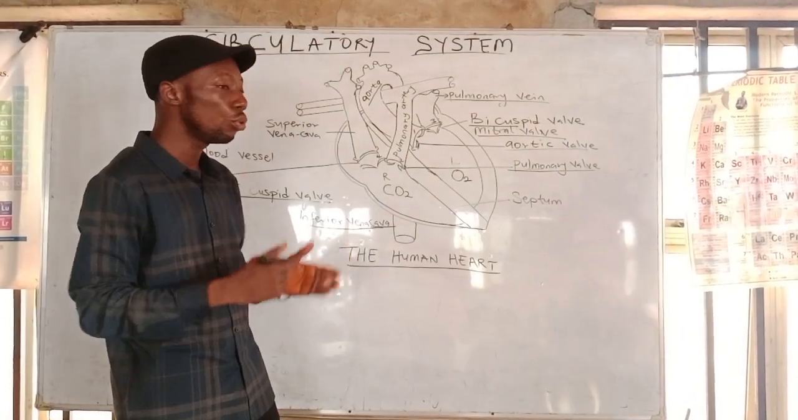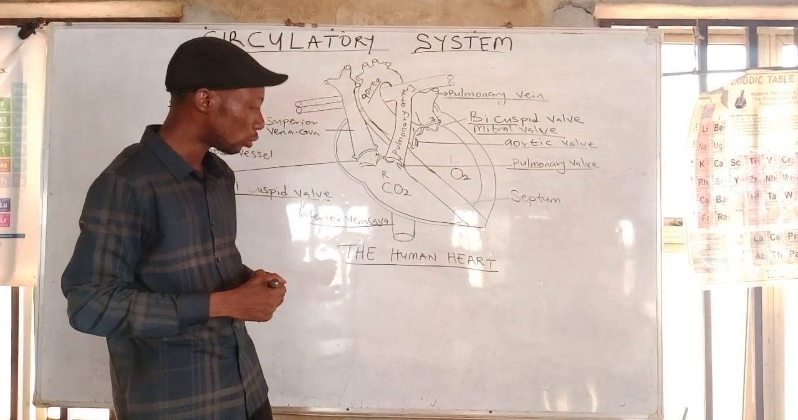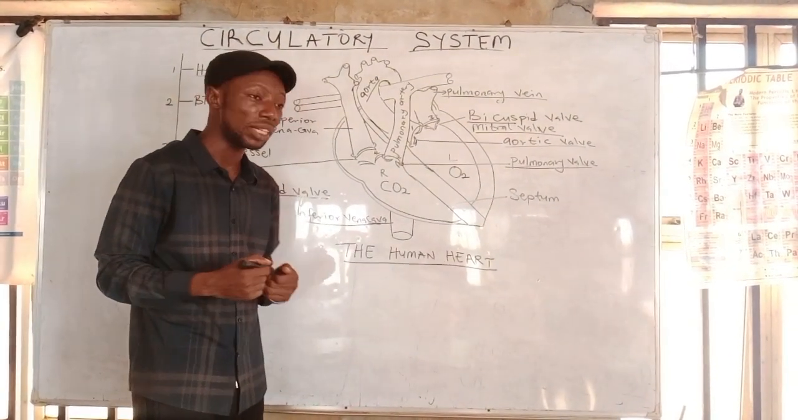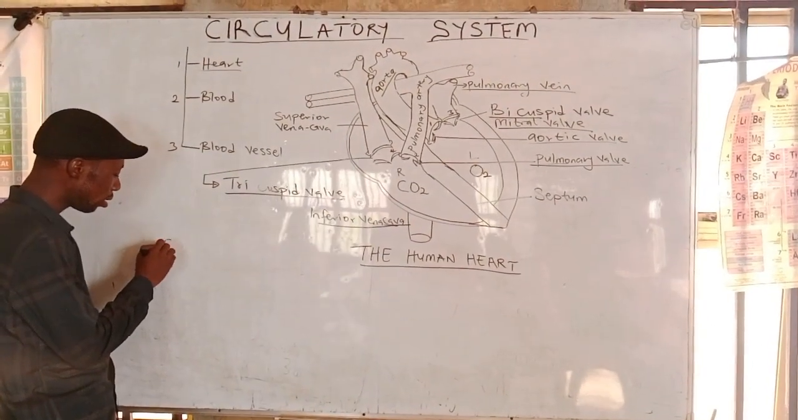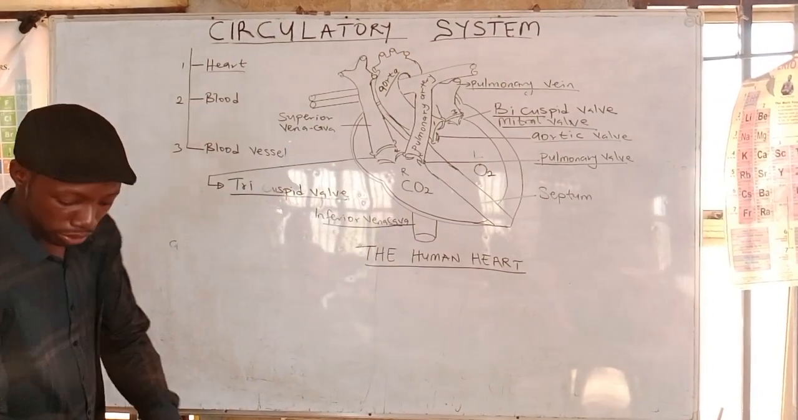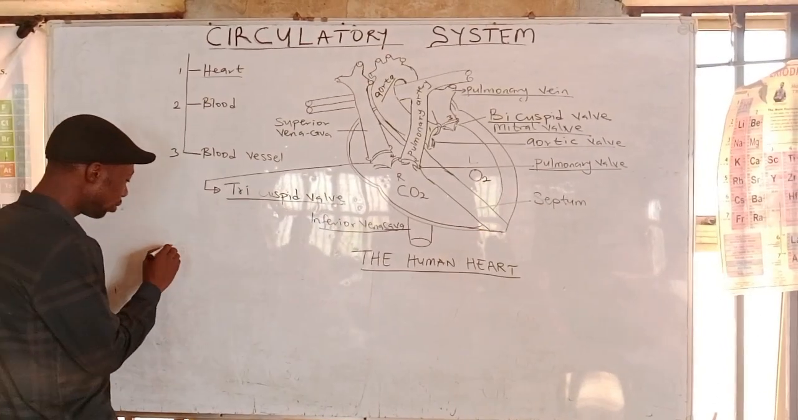Okay, so we are going to look at the blood vessels according to their sequence arrangement for the case of your exam. Here we have the aorta.